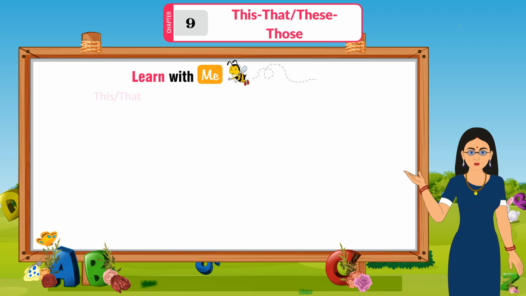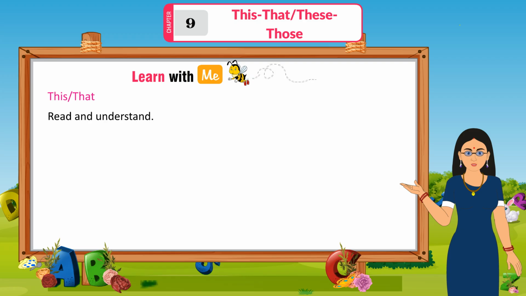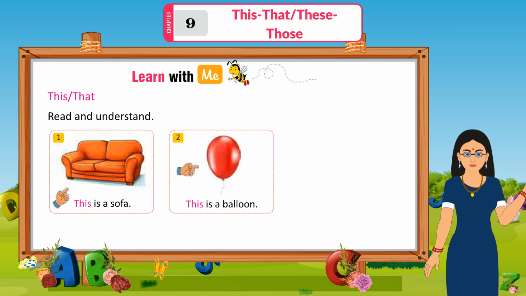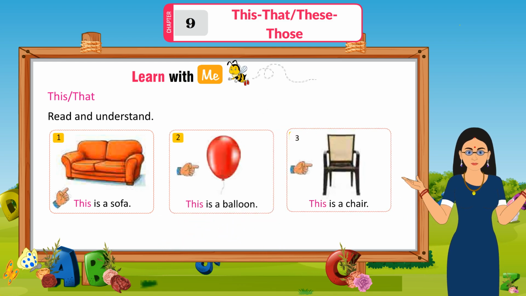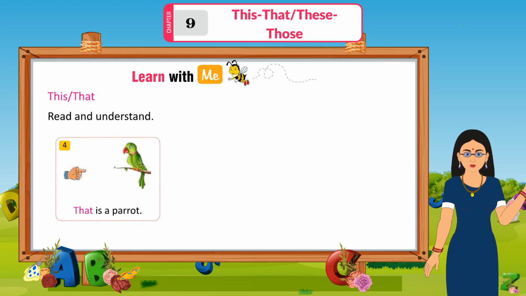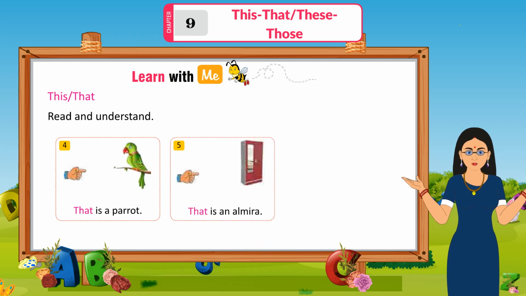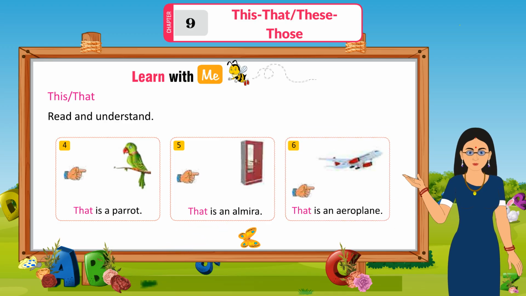Learn with me. This, that. Read and understand. 1. This is a sofa. 2. This is a balloon. 3. This is a chair. 4. That is a parrot. 5. That is an almirah. 6. That is an aeroplane.